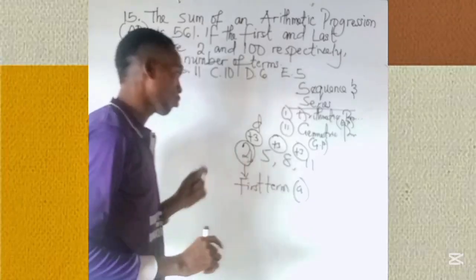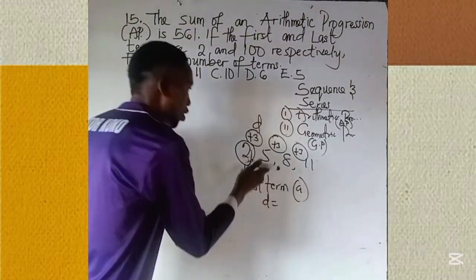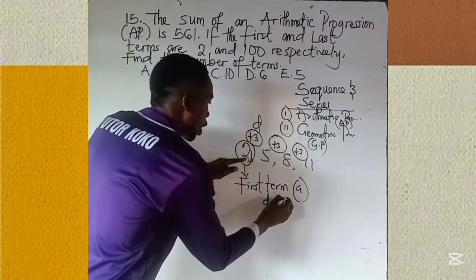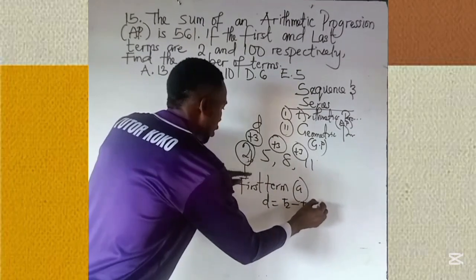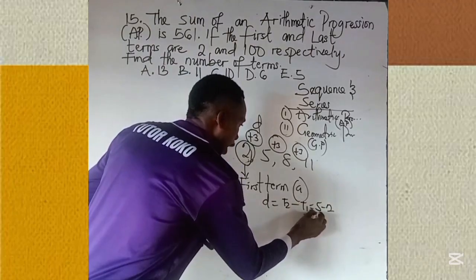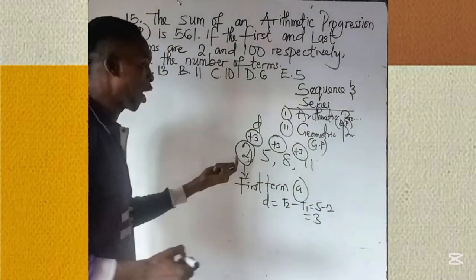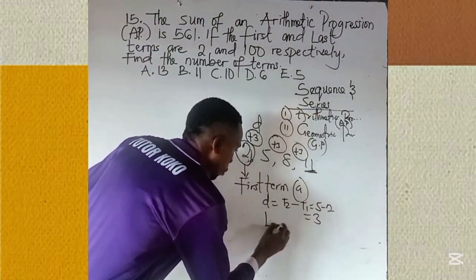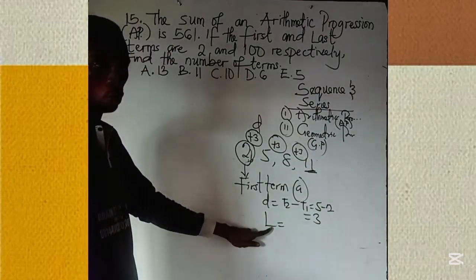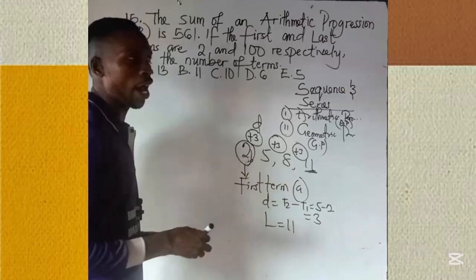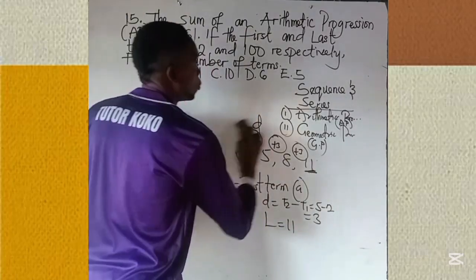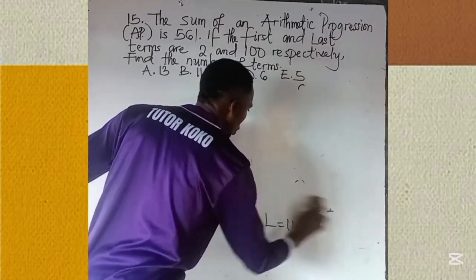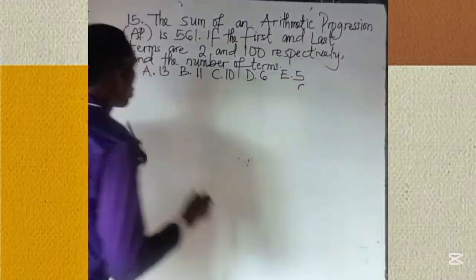Pay attention. To get your common difference, it means second term minus first term, and that is 5 minus 2, and that is also 3. Now you look at this sequence, it stops here. It means this is the last term. So we use L to represent the last term. Alright, so that is the same thing we are going to apply to solve this question on the board. Now let's go back to the question.